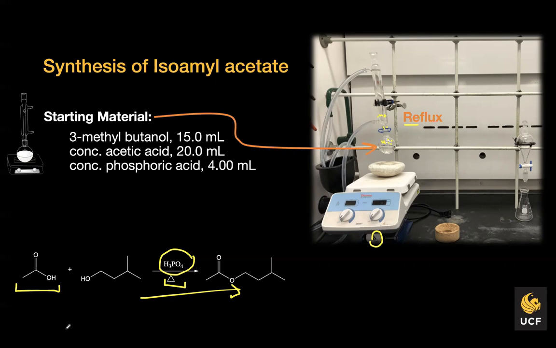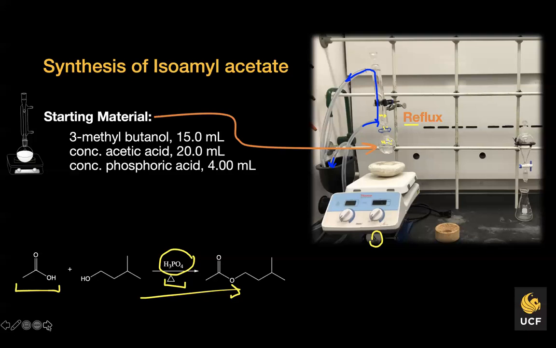And then we have water running through the condenser. Water is entering from the bottom, so the cool water is right where the vapors are. That will allow the vapors to condense back into a liquid and fall right back into the round bottom flask. And then water goes out from the top and it's falling right into the drain. And then once the reaction is done, we allow it to cool.